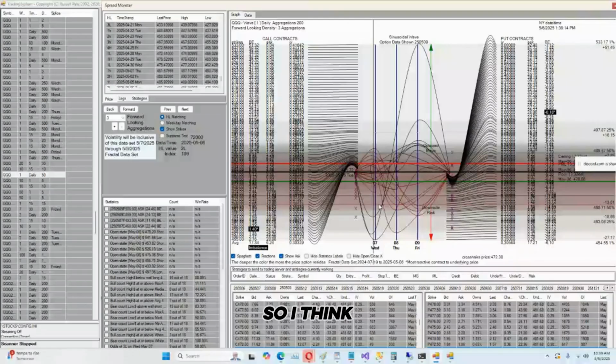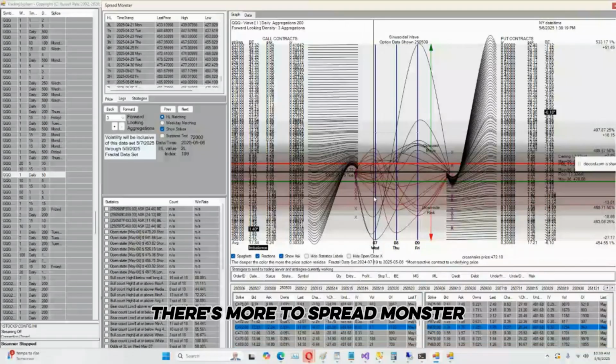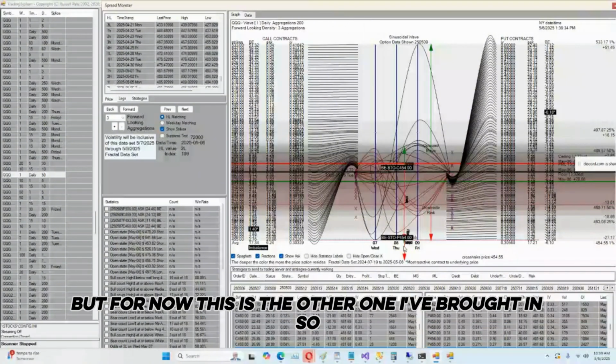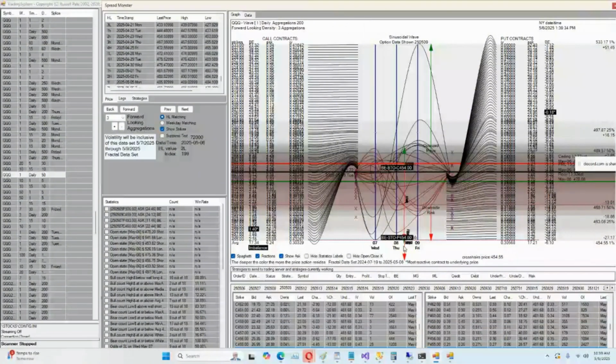So I think that's it for this right now. There's more to Spread Monster updates that I need to bring in, but for now, this is the other one I've brought in. So, yes, that's it.